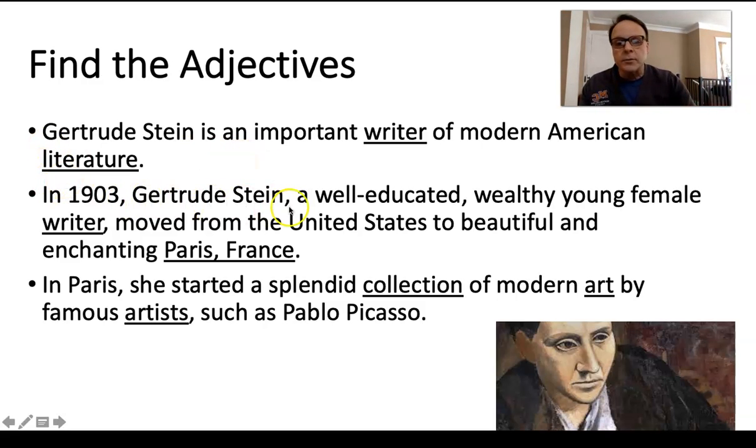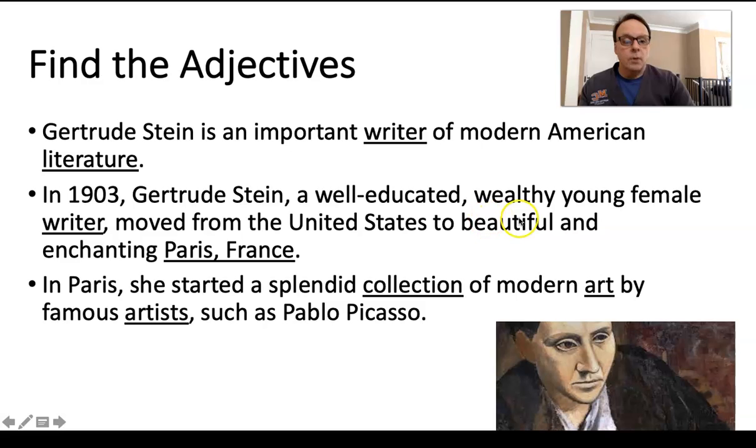In 1903, Gertrude Stein, a well-educated, wealthy young female writer, moved from the United States to beautiful and enchanting Paris, France. So we have adjectives describing this noun, writer, and some describing this place. Again, nouns are people, places, and things: Paris, France, and a well-educated, wealthy young female. So you can see this is what kind of writer she was. She's a female writer. She's also well-educated. She's wealthy. She's young. All these things are telling us about Gertrude Stein and what kind of writer or what kind of person she was.